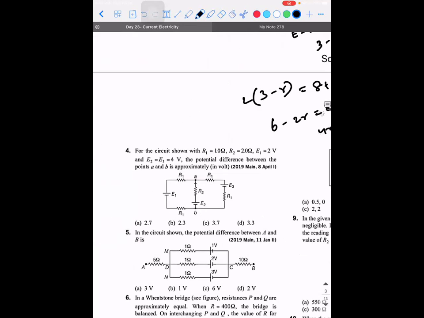Let's do one last problem. Too much disturbance here, I'm not able to concentrate.